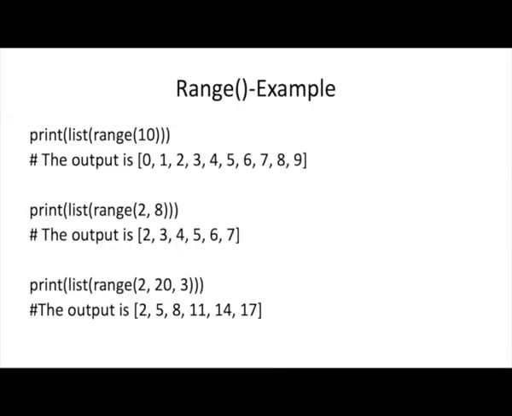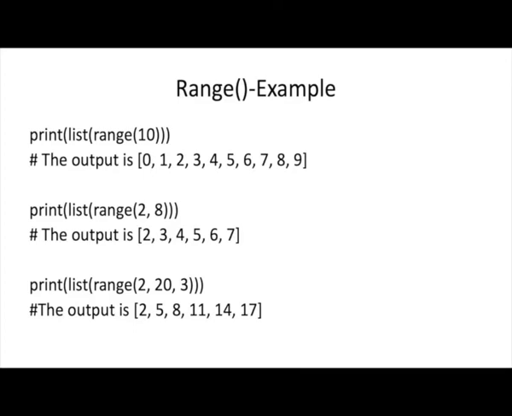For example, let us see the commands and their outputs using range. Here we print, and within the print function we call list and populate the list using the range function from 0 to 10. So, the range function returns the values from 0 to 9 into the list, and the print statement prints the values from 0 to 9. Similarly, range from 2 to 8 returns a list from 2 to 7. The initial value is 2 and the last value is 8 minus 1, that is 7.